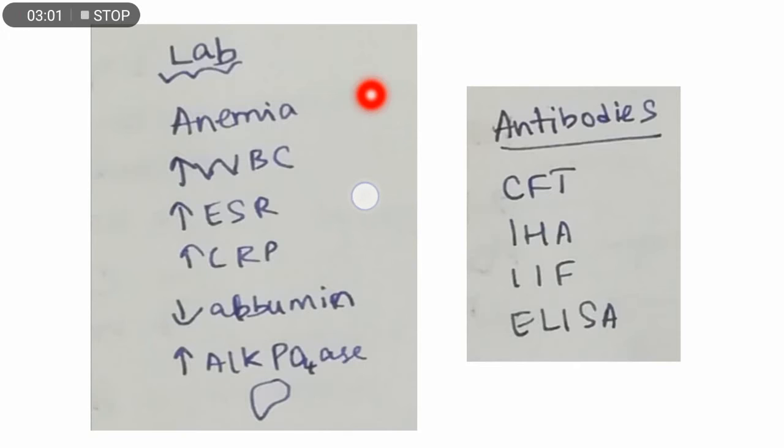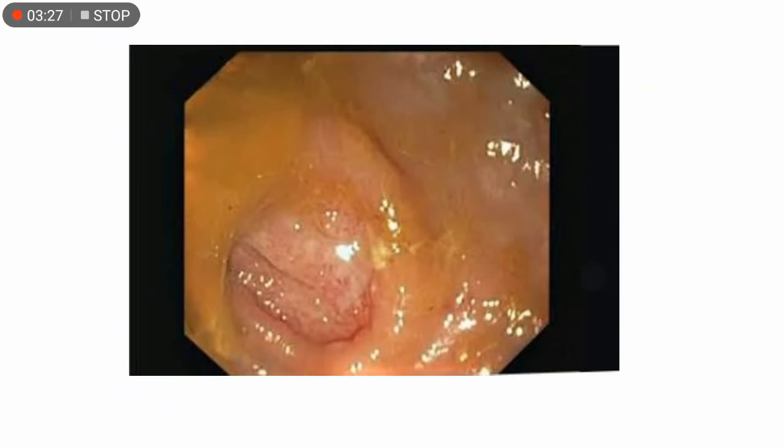Lab values suggest anemia, as we saw in the examination. WBCs are high, leukocytosis, with elevated ESR and CRP indicating inflammation, low albumin and high alkaline phosphatase showing the liver is getting damaged slowly. Antibodies which are produced can be detected by complement fixation test, indirect hemagglutination, indirect immunofluorescence test, and ELISA.